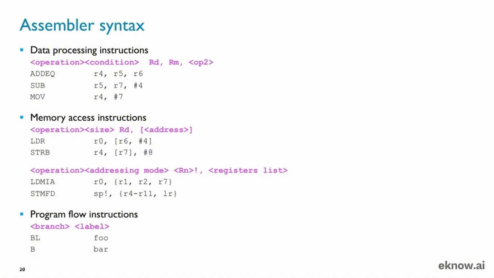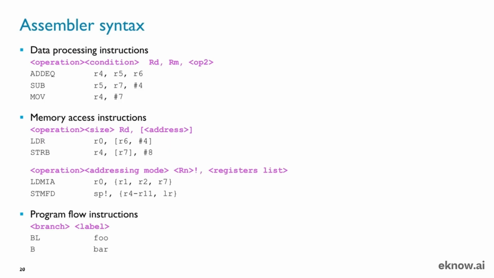Finally, we have program flow instructions. These instructions control the execution path of the program. They are what allow us to create loops and call functions. B is a simple branch, which is like an unconditional go-to. B bar simply tells the processor to jump to the code label named bar and continue from there.